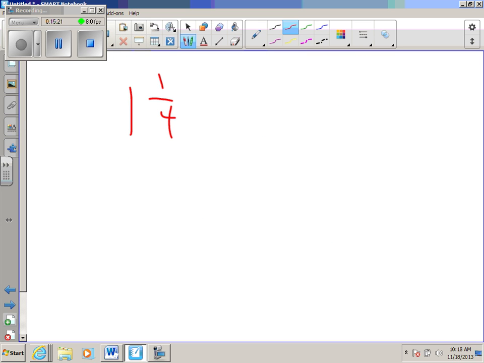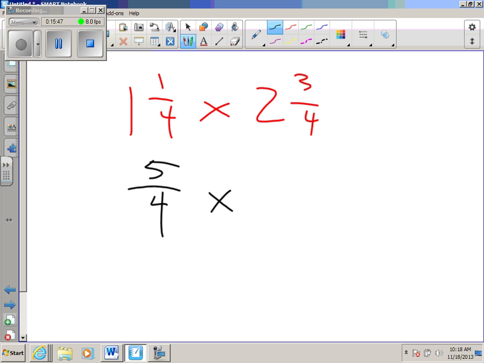1 1/4 times 2 3/4. The number one rule that we have when we multiply with fractions is everything has to be in fraction form. Are these numbers currently in fraction form? So I need to put them into fraction form, and mixed numbers will turn into improper fractions. So 1 times 4 plus 1, 5/4. 2 times 4 is 8 plus 3, 11/4. Use the same diagonal trick to see if there's anything in common. 5 and 4 have nothing. 4 and 11 have nothing. 55/16. Can I leave it that way? No. Improper, I have to put it into a mixed number.